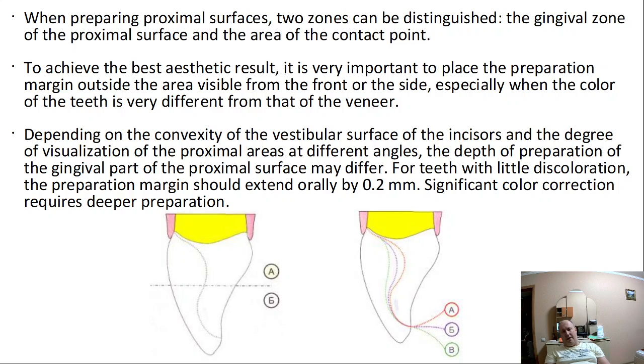Understand? Depending on the convexity of the vestibular surface of the incisor and the degree of visualization of the proximal areas at different angles, the depth of preparation of the gingival part of the proximal surface may differ. For teeth with a little discoloration, the preparation margin should extend only by 0.2 millimeters. Significant color correction requires deeper preparation.